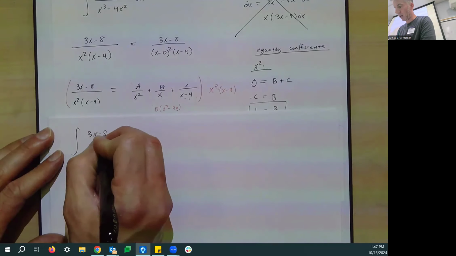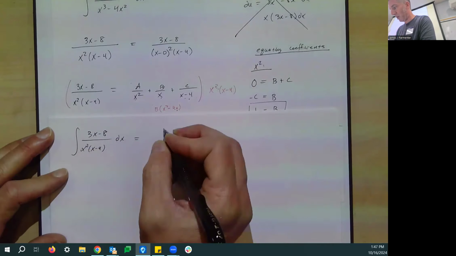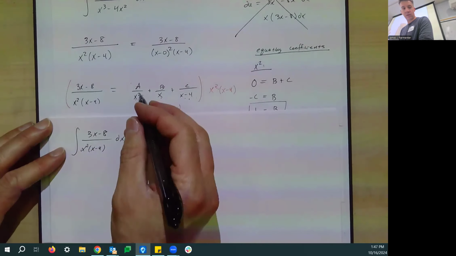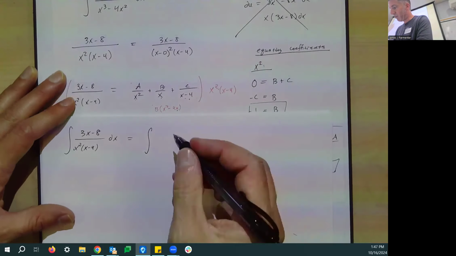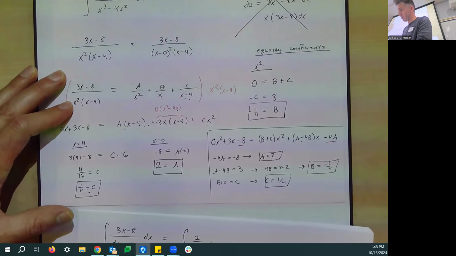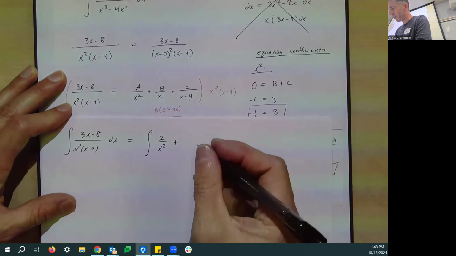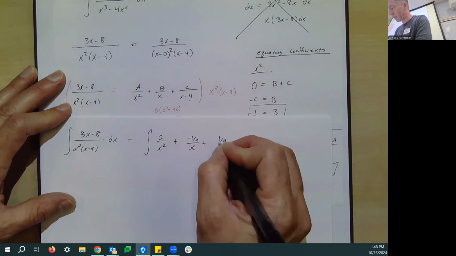So we're going to go back and we're going to say, great, we are finding the integral of 3x minus 8 over x squared times x minus 4, which is going to be rewritten as our a value, which was, I forgot what it was, negative 2, I think. Positive 2, sorry. Positive 2 over x squared. Our b value was negative 1/4 over x. And our c value is positive 1/4, and that's over x minus 4.